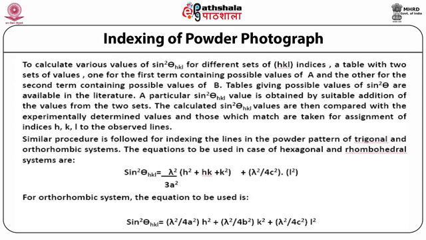The equations to be used in case of hexagonal and rhombohedral systems are sine squared theta HKL is equal to lambda square upon 3a square into h square plus hk plus k square plus lambda square by 4c square into l square. For orthorhombic system, the equation to be used is sine squared theta HKL is equal to lambda square upon 4a square into h square plus lambda square upon 4b square into k square plus lambda square upon 4c square into l square.